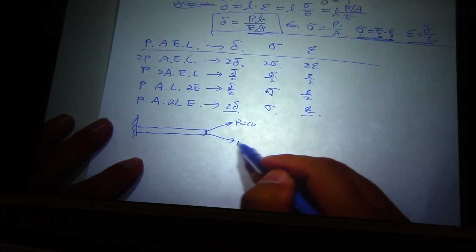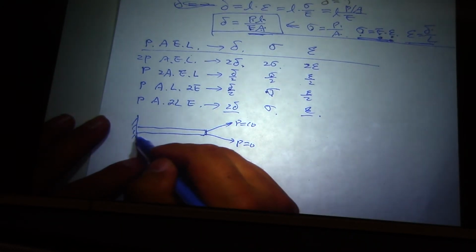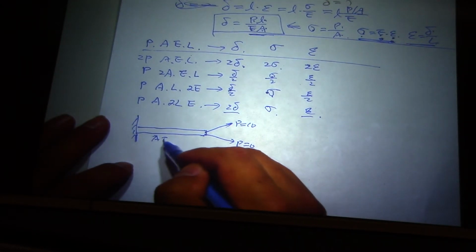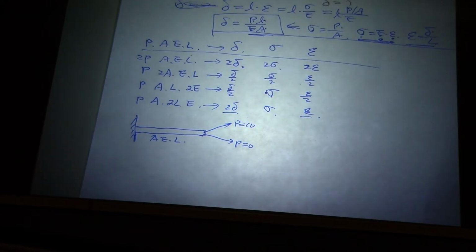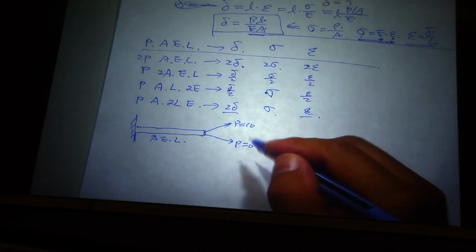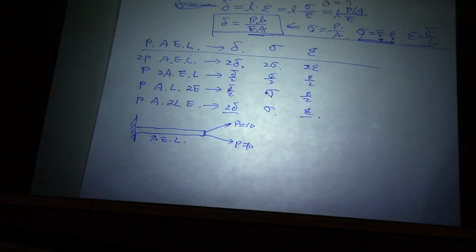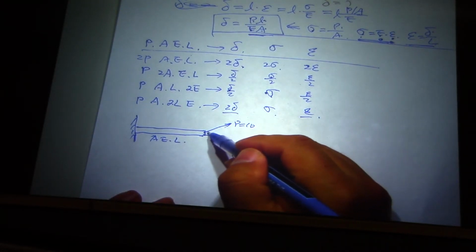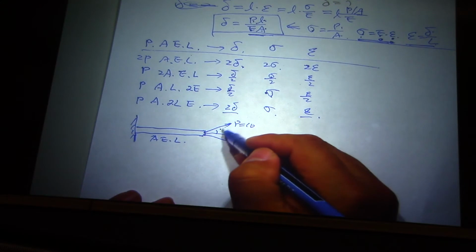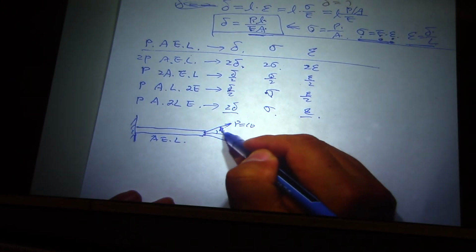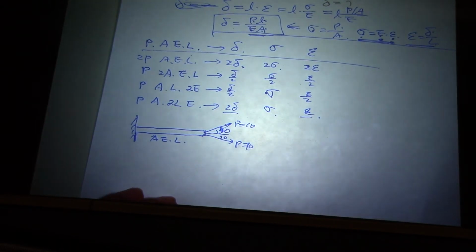Okay, here's another example. Say I have a bar. I know all the dimensions, A, E, L, all known. L is 10. So I have this bar here. At the end, I apply two loads P here, at an angle. Let's say I know the angle. Let's say this is 30 degrees and 30 degrees here.